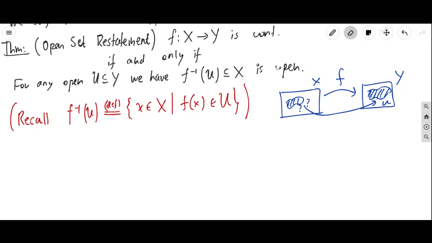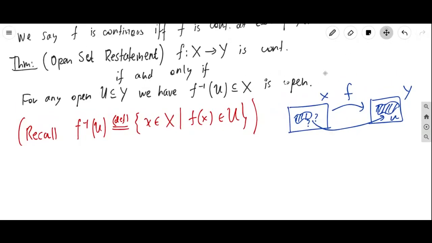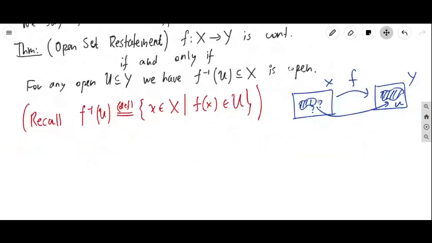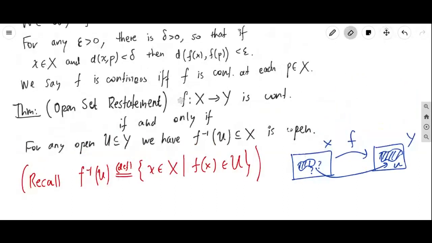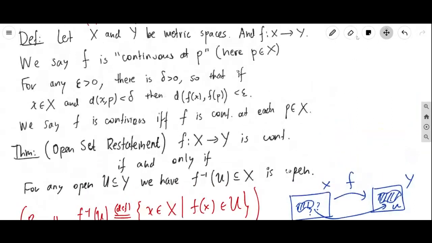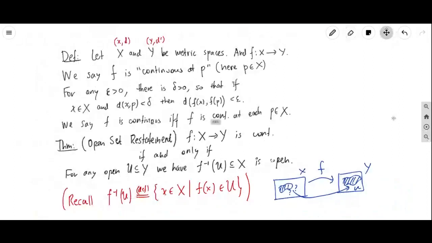So that's what it means to be continuous. Now, maybe as an exercise, you may wonder, is there a way to restate this for a single point? Because this is the way you restate it for continuity, but in this original definition, we first talk about a function being continuous at a point. So you may wonder, is there an open set restatement of this by using a single point? And there is a way to do it.